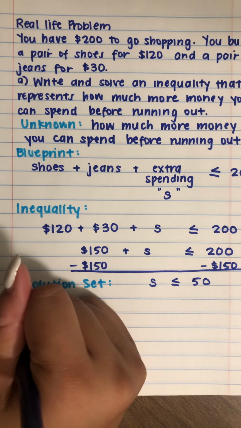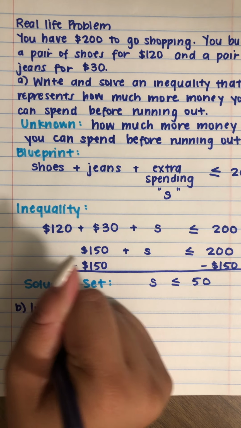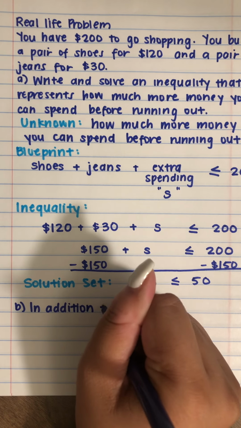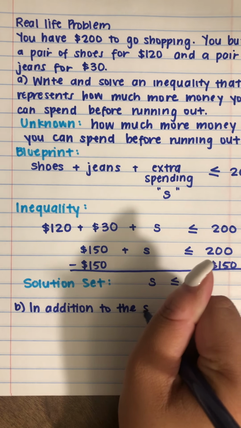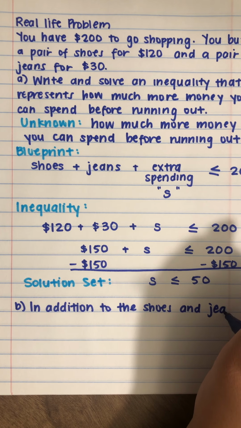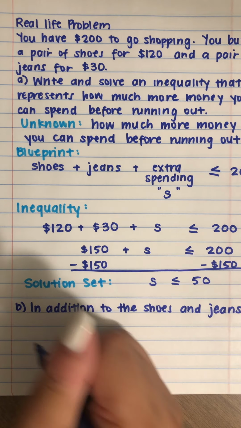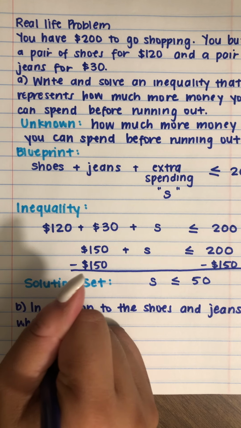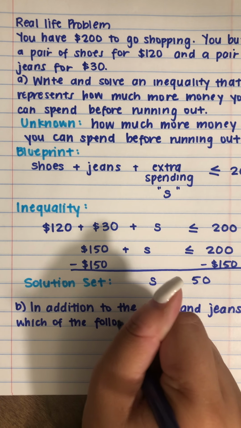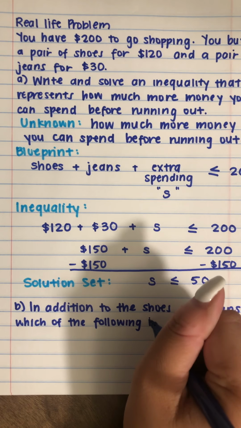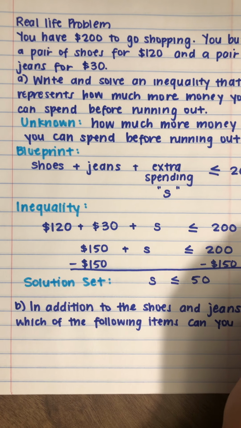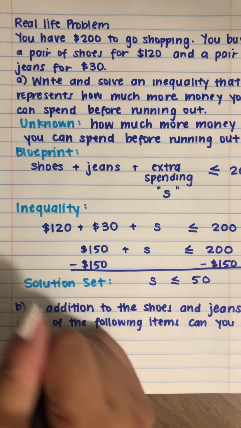So let's look at part B. In addition to the shoes and jeans, which of the following items can you buy before running out of money?